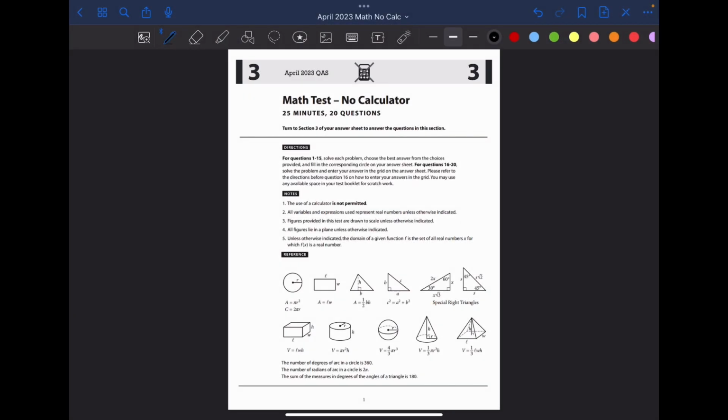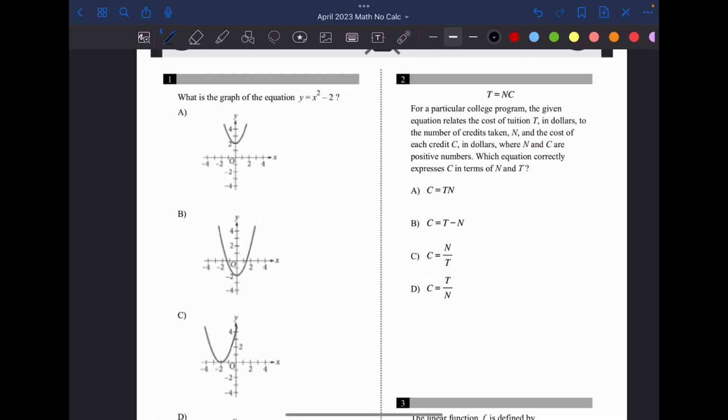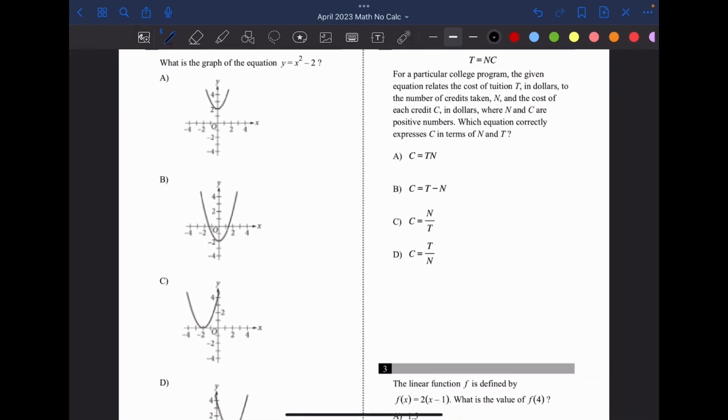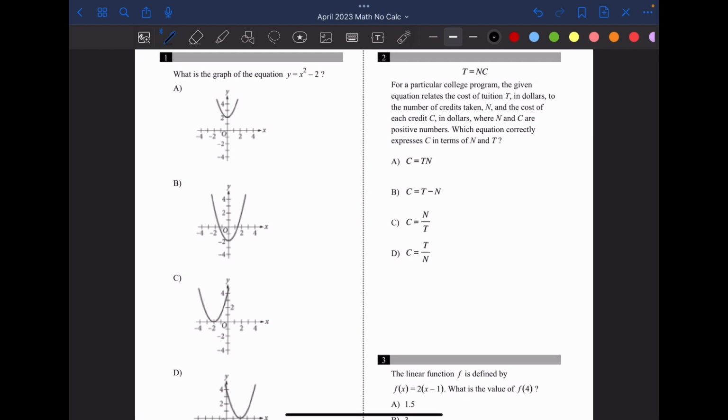Hey, in this video we're going to look at the April 2023 Math SAT for the non-calculator section. So let's start. First question says, what is the graph of the equation x squared minus 2?